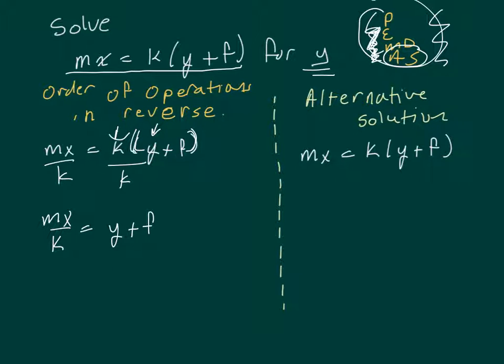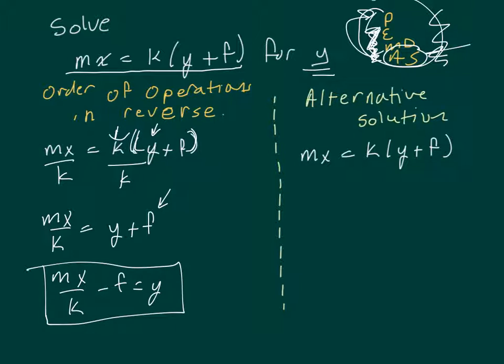And now that I've worked my way back up to this P, I can start way back down here and say, okay, is there anything to add or subtract? And of course, there's this f that's being added, so I'll subtract that from both sides. And that'll give me mx over k minus f equals y. And that's an acceptable answer and perfectly good.